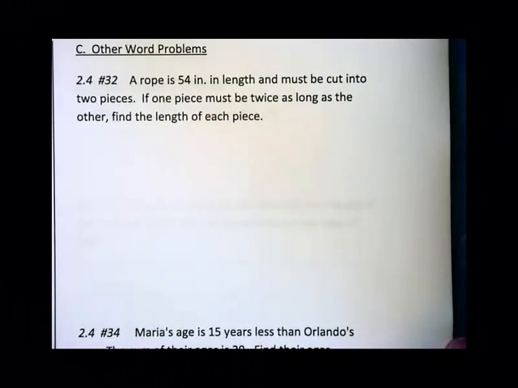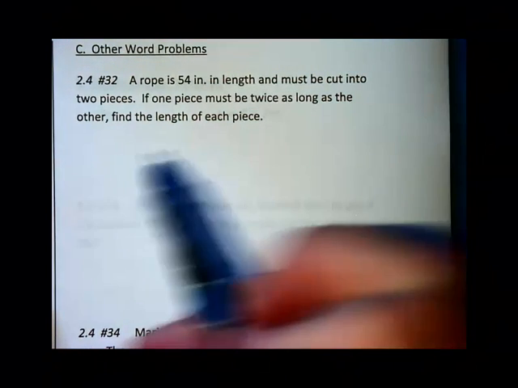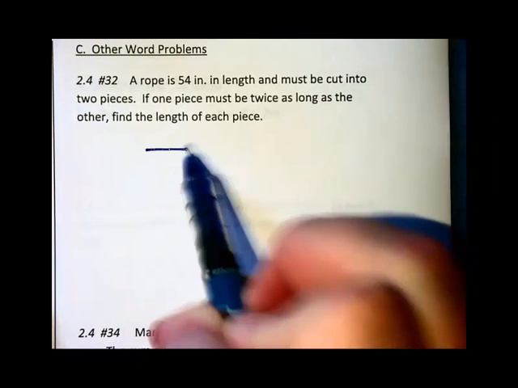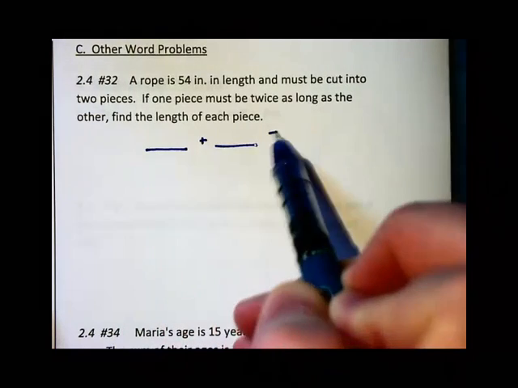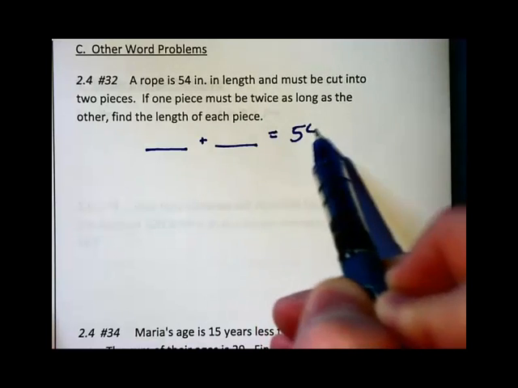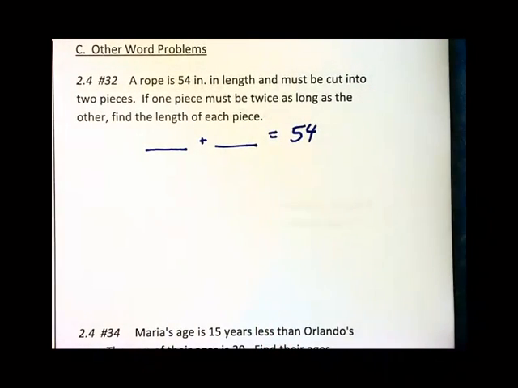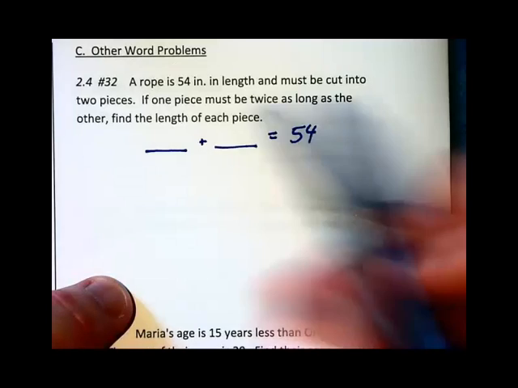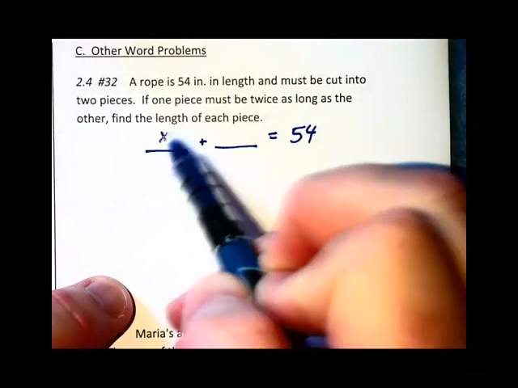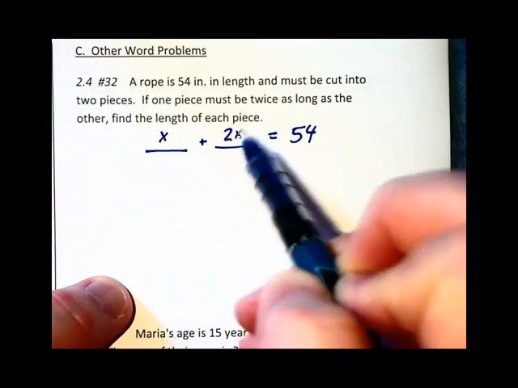The rope here is 54 inches in length and must be split into two pieces. There's a variety of ways of doing this, but I like to just draw kind of a picture. My first piece plus my second piece is going to add up to 54 inches long. And it says one piece is twice as long as the other. So one piece will be x, the other piece will be 2x.